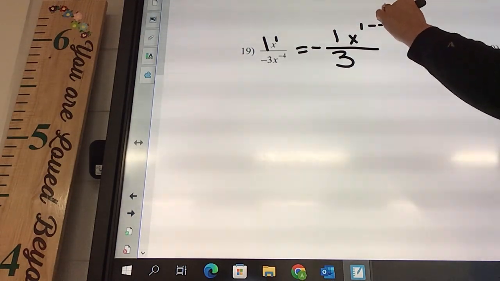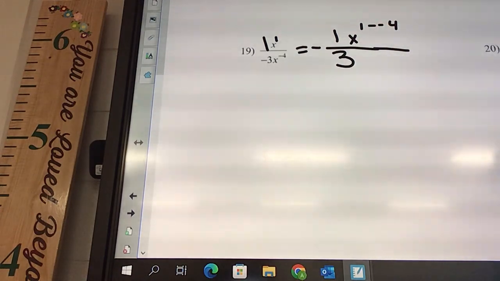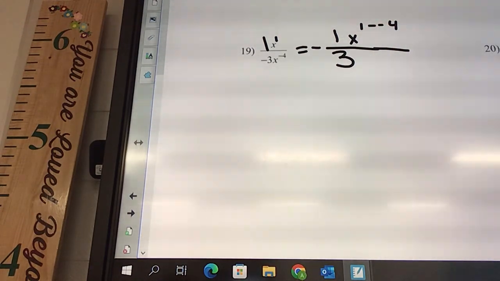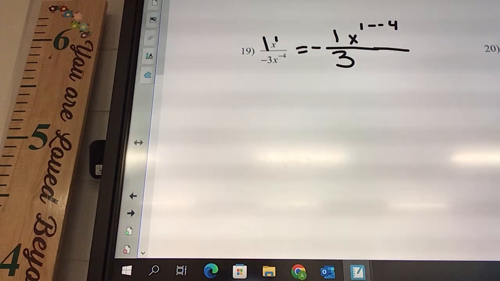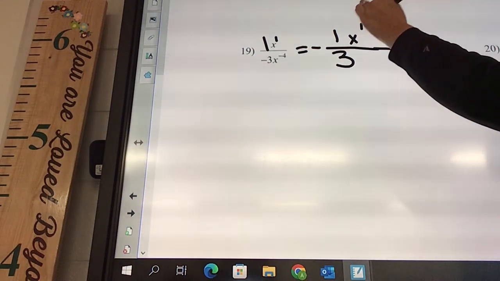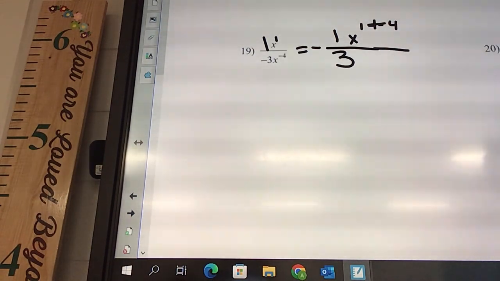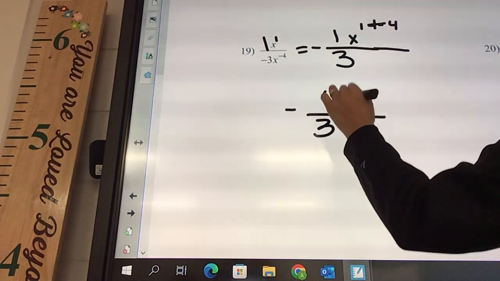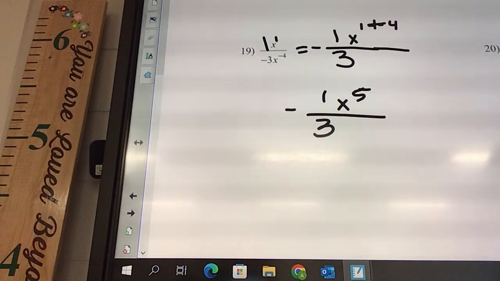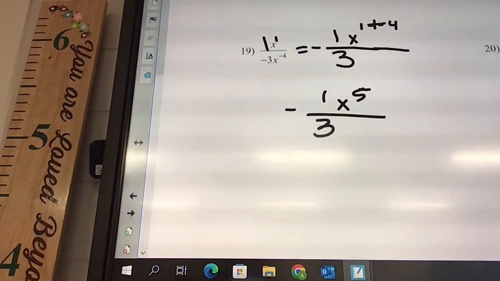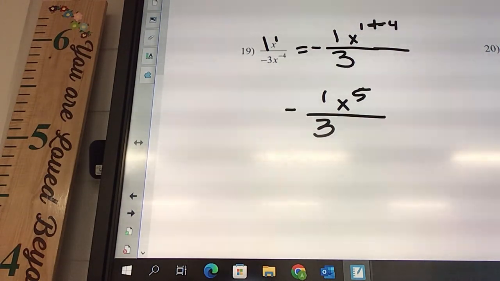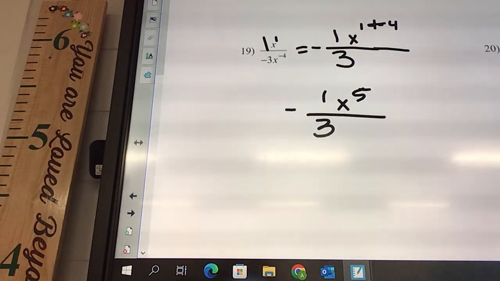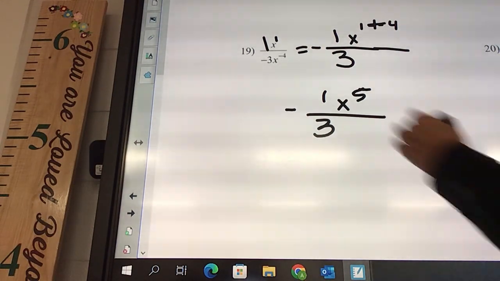And this is where the division gets a little bit tricky. You cannot forget the negative, because what is a minus minus? A plus. So this is going to change to a plus. And what's that going to be now? 5. So you get negative 1/3 x to the 5. What needs moved? Nothing needs moved. I have no negative exponents. So this is our answer.